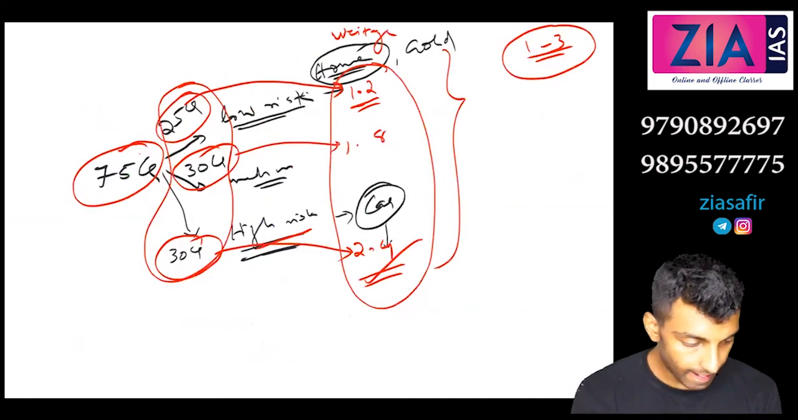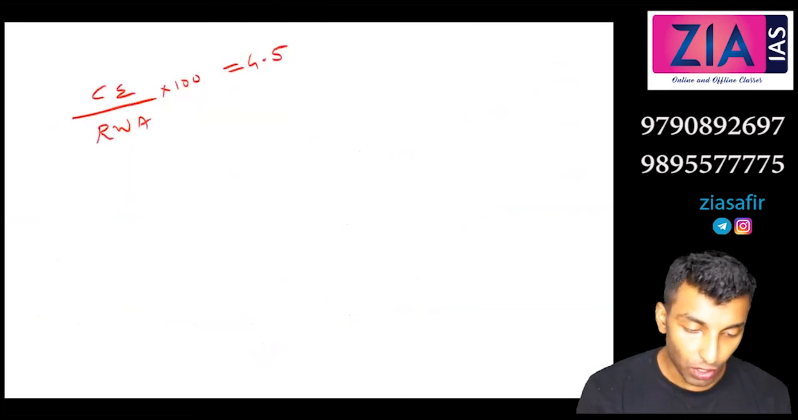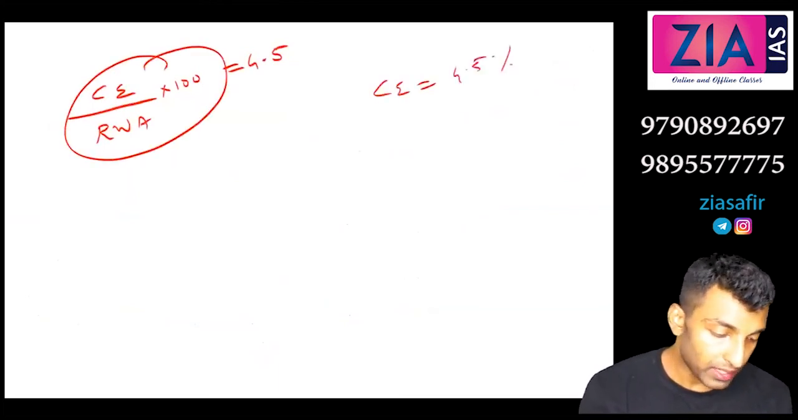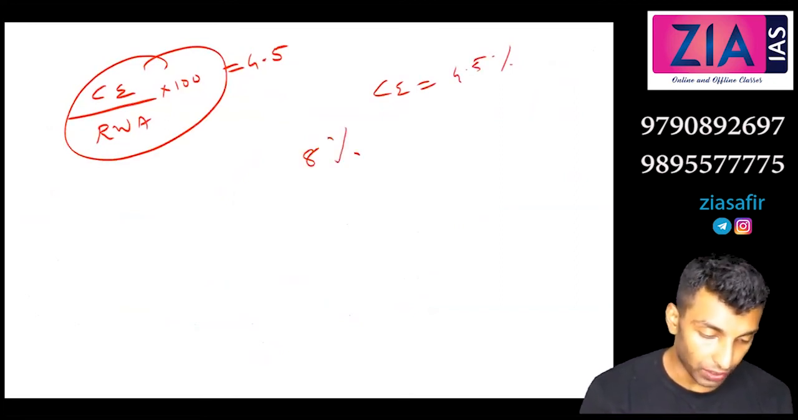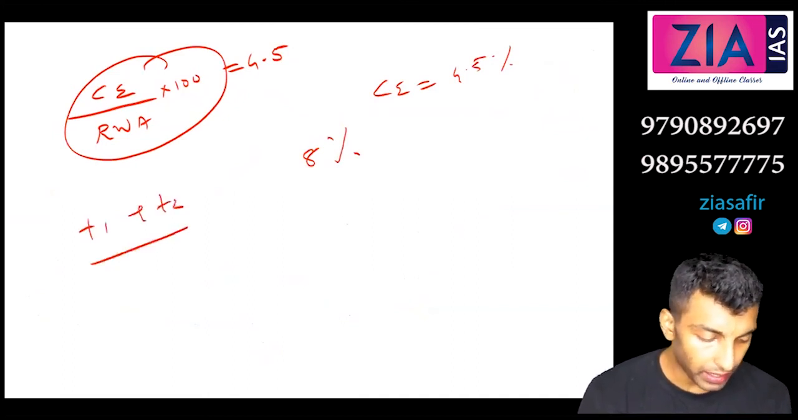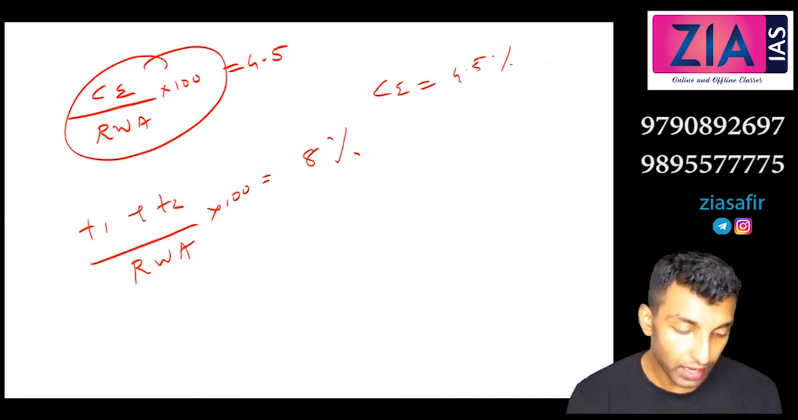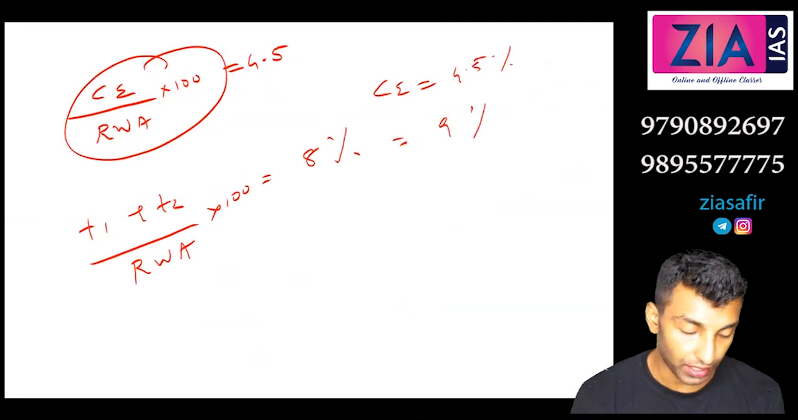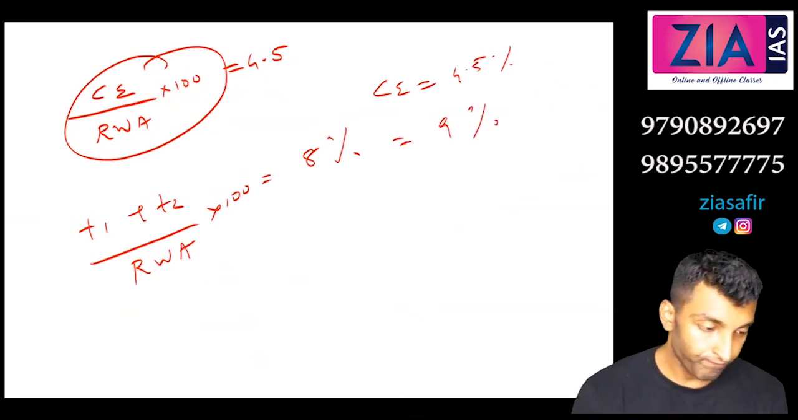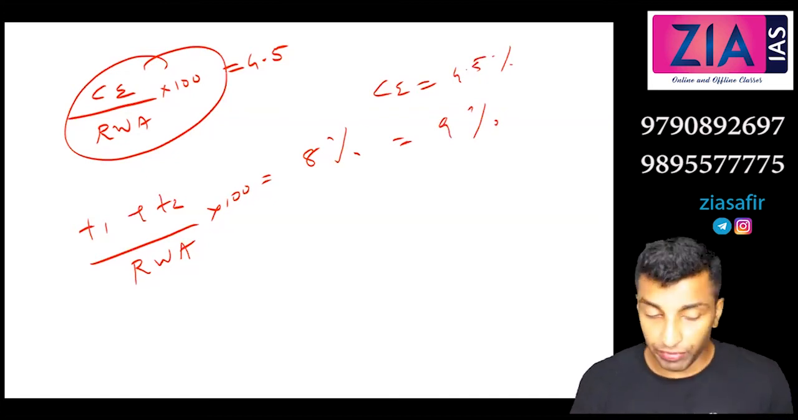We have discussed that. Okay, I've removed that. So you understood, when I'm saying CE, this common equity 4.5% means what? Or when I'm saying this total capital 8% means what? Tier 1 plus tier 2 capital divided by risk weighted assets into 100. If you do, you should be getting 8%. In case of India, it should be 9%. Okay, any doubts here?